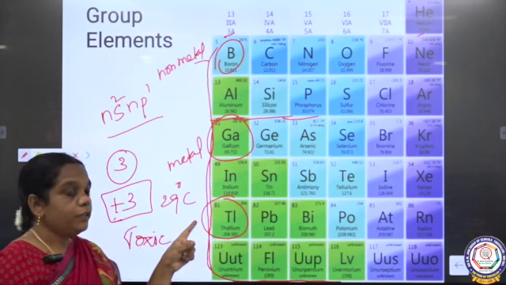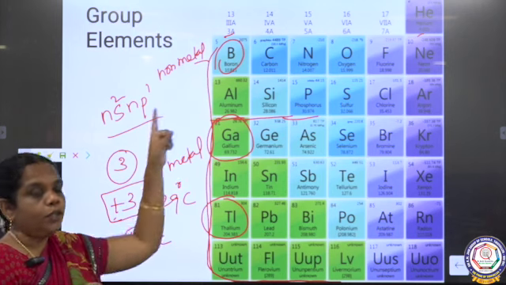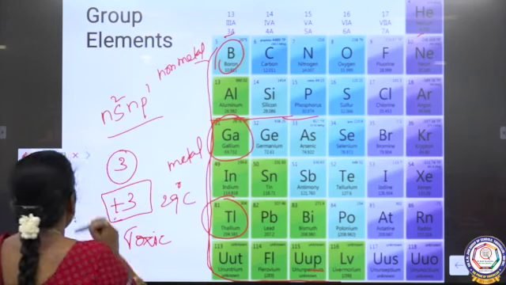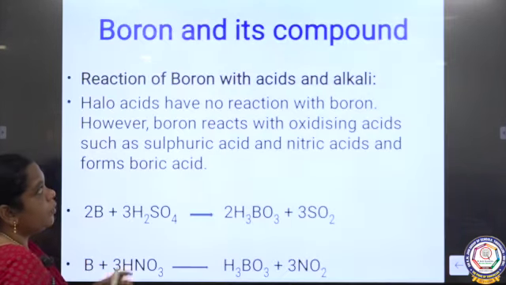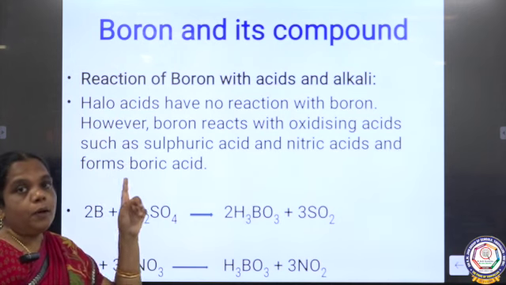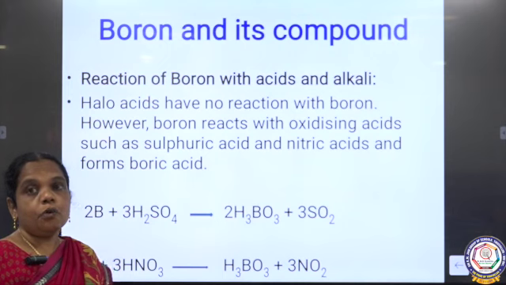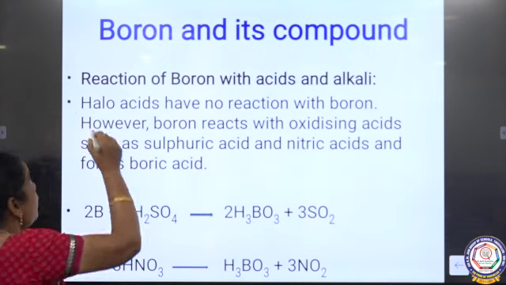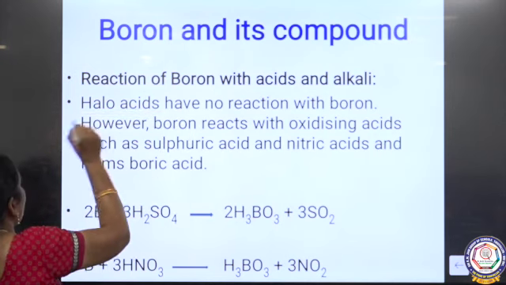Today next we are going to learn about the element boron. Boron can be found as borates. Now we are going to learn the reaction of boron with acid and alkali. It does not react with halo acids.